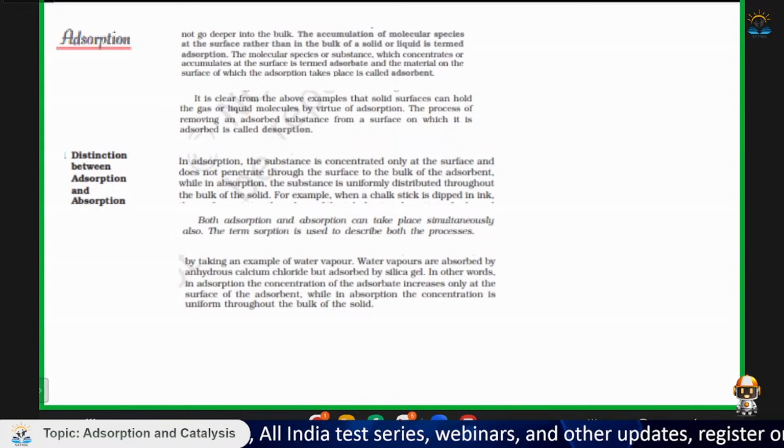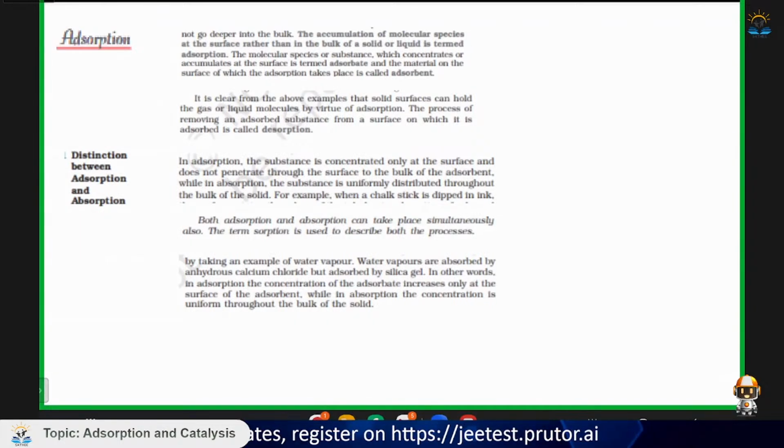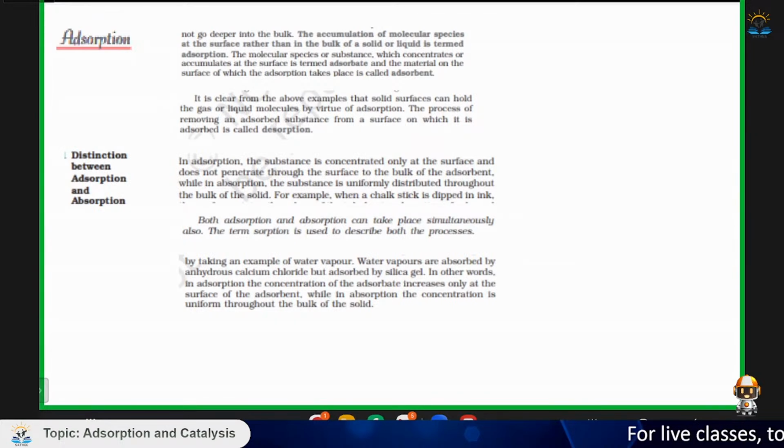That's absorption. In adsorption, the substance is concentrated only at the surface and does not penetrate through the surface to the bulk of the adsorbent, while in absorption the substance is uniformly distributed throughout the bulk of the solid. Both adsorption and absorption can take place simultaneously. The term is called sorption. The chalk piece and ink example is not sorption exactly. When both happen with the same substance, then you say that the substance is sorbed onto the sorbent.